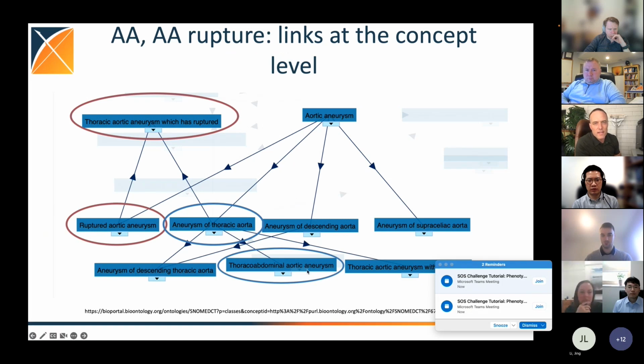This is just a figure that I modified from BioPortal, and it shows the descendants of aortic aneurysm here. One of the descendants of aortic aneurysm is ruptured aortic aneurysm. And so that's great. You would think that would allow you to roll up or exclude all the different ruptures that might otherwise be in the tree. But the challenge is that within each anatomical area, so aneurysm of the thoracic aorta, a descendant there is also thoracic aortic aneurysm, which has ruptured. And that actually was the case when I looked at other places in the anatomical tree.